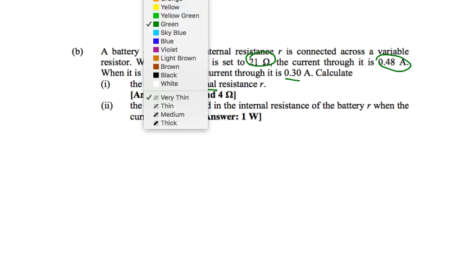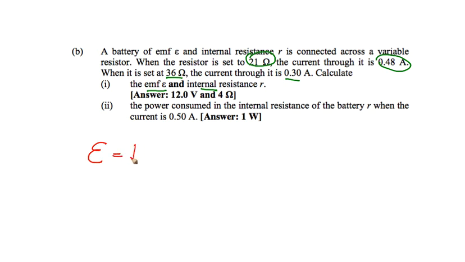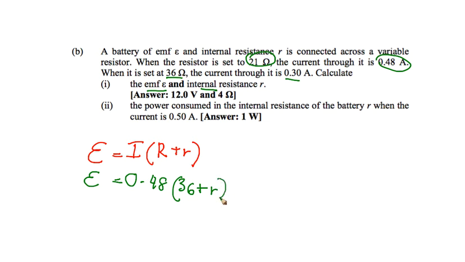If you look at the equation, EMF is equal to the current flow times the external resistor R plus the internal resistor r. This is the internal resistor, this is the external resistor. So the first situation, the resistor is 21, and the I is 0.48. Let's say this is E, and this is the first equation. For the second equation we still use the same battery, the same EMF, but in the second situation the current is 0.3 and the external resistor is 36.